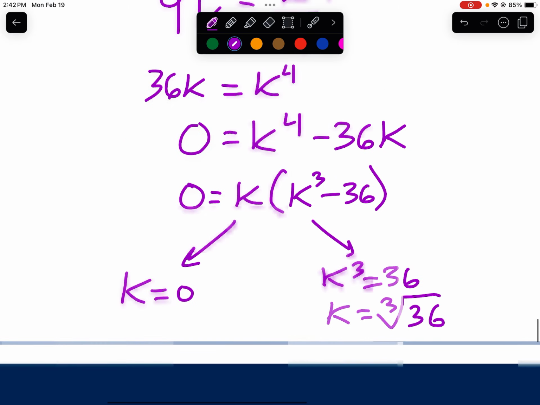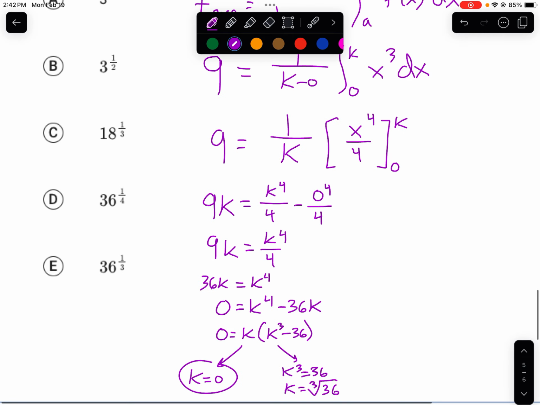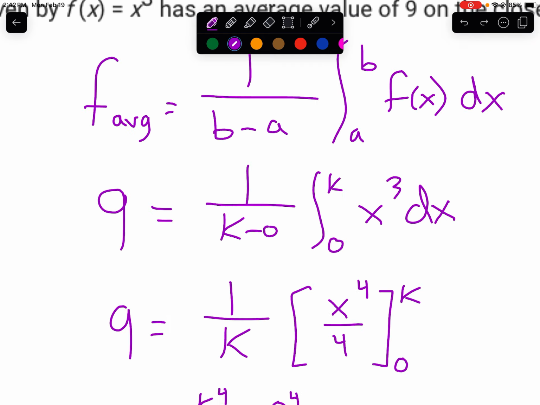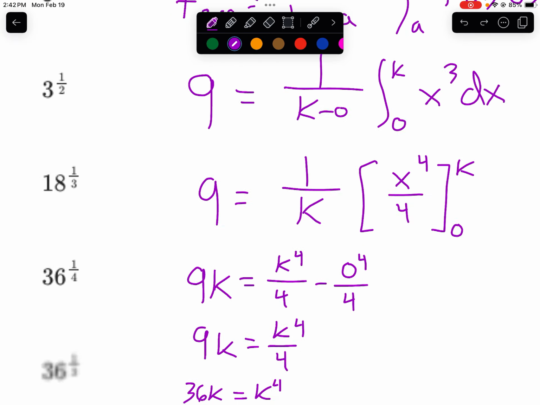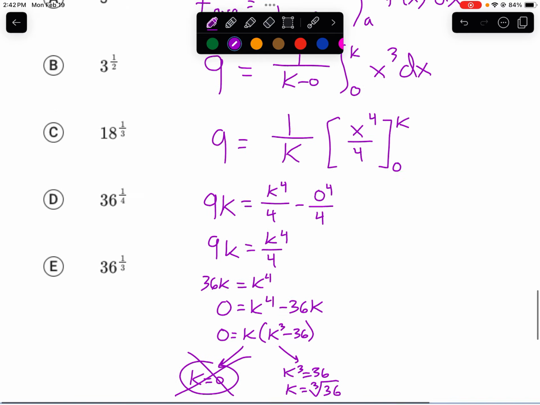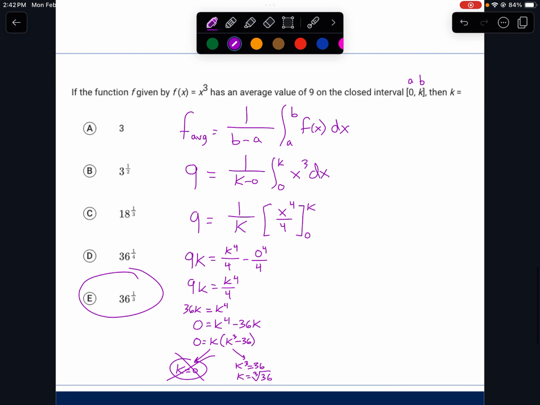Now we got two solutions here, but let's talk about this one for a moment. If k were equal to 0, we would be evaluating this definite integral from 0 to 0, which would give us 0, and then we would be getting 0 for our average value. But even beyond that, k can't be 0 because I have k in a denominator right here. So k equals 0, while it is a solution to this equation here, it is not a valid solution to the overall situation here, which leaves me with the cubed root of 36, and using exponential notation, that is this choice E right here.